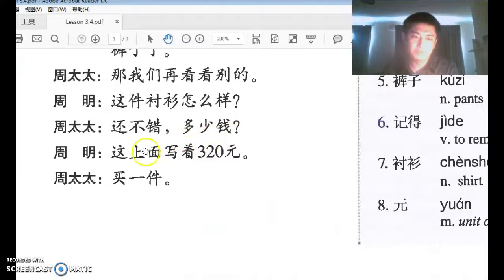多少钱? And 周明 says the grammar point again. 这上面写着. 写着 is being written. What's being written? 320元 is being written on this.